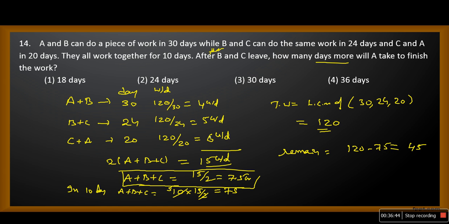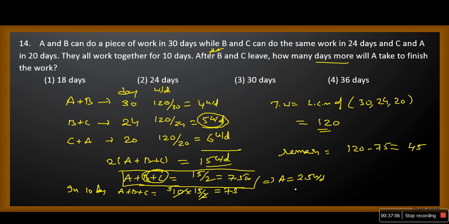Whereas B and C together are doing how many units per day? 5 units per day. B and C are doing 5 units per day. Okay, now A, B and C together are doing 7.5, whereas B and C are doing 5 units. It means A alone will do 2.5 units per day.